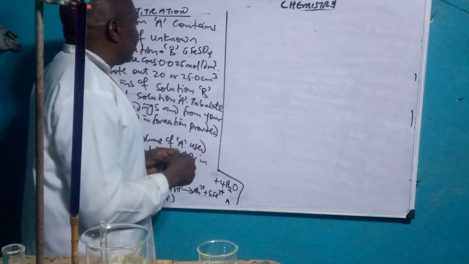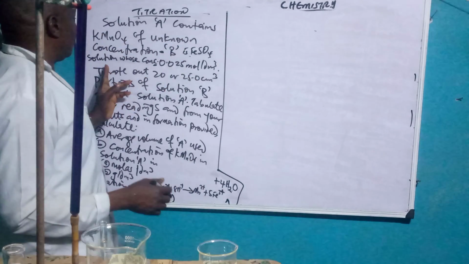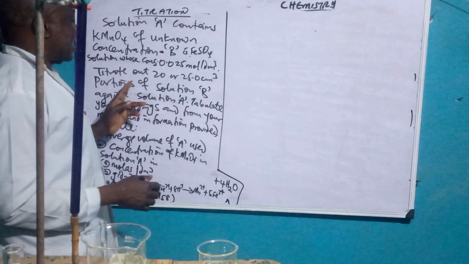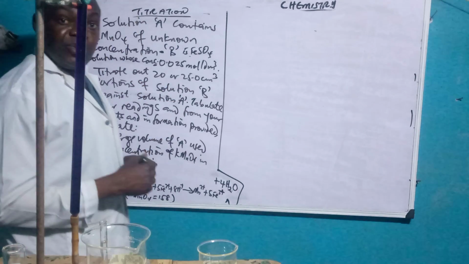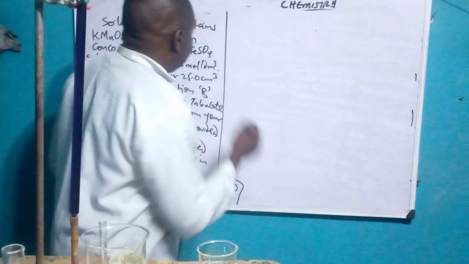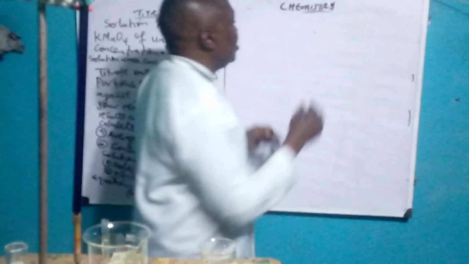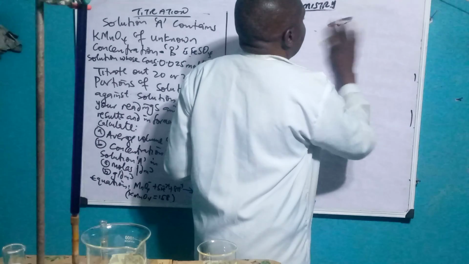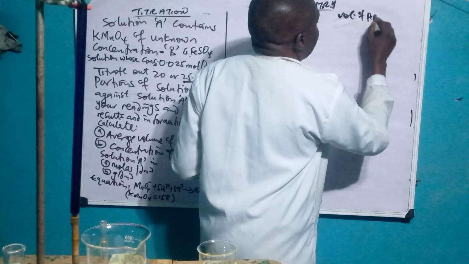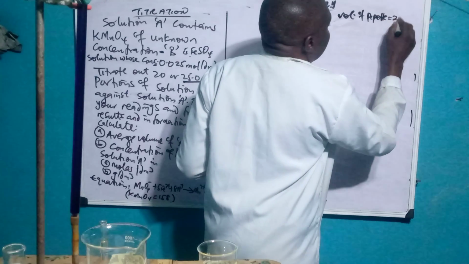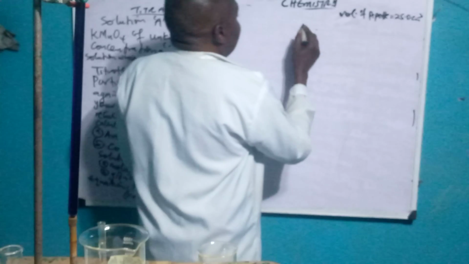So to start, it says solution A contains KMnO4 of unknown concentration. B is FeSO4 solution whose concentration is this. Titrate 20 or 25 cm³. So the one we use in my school, like I told you before, is usually 25 cm³. If yours is 20, you must indicate it. You write volume of pipette, 25.0 cm³. Then you now draw your table, the titration table.